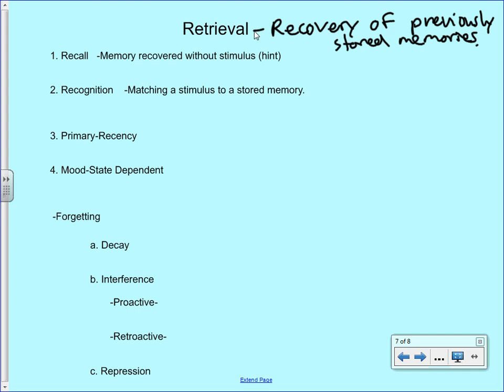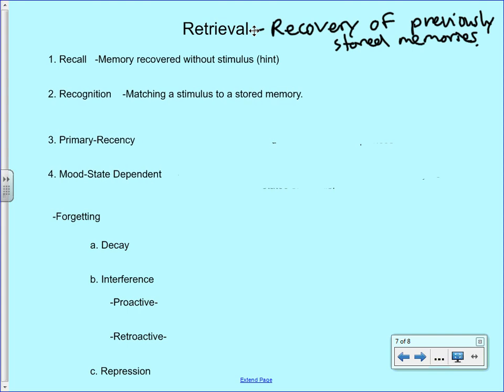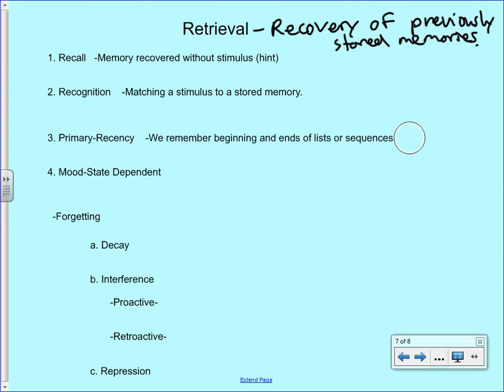There are also a couple other concepts to talk about within retrieval. First of all, the primacy recency effect. Researchers have shown that generally we remember the beginning and the ends of lists or sequences better than we do the things in the middle. So when we retrieve things, for instance, you're at the grocery store, and Mom gave you a list of 5 things. Oh man, I remember the first one, I remember the last one, I don't remember the middle ones.